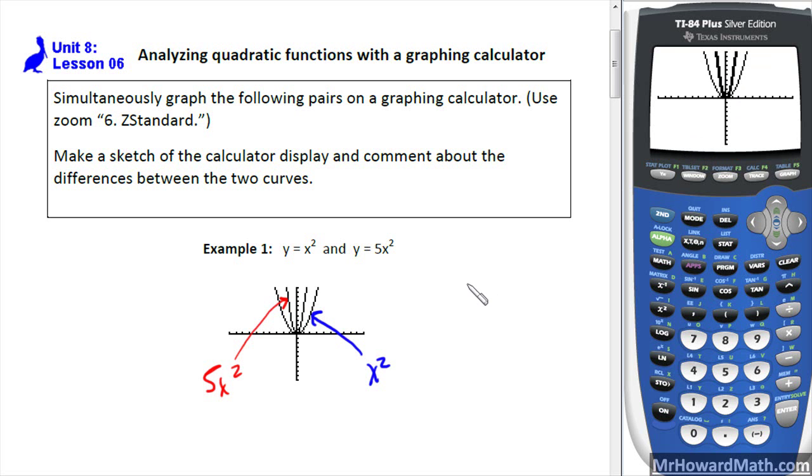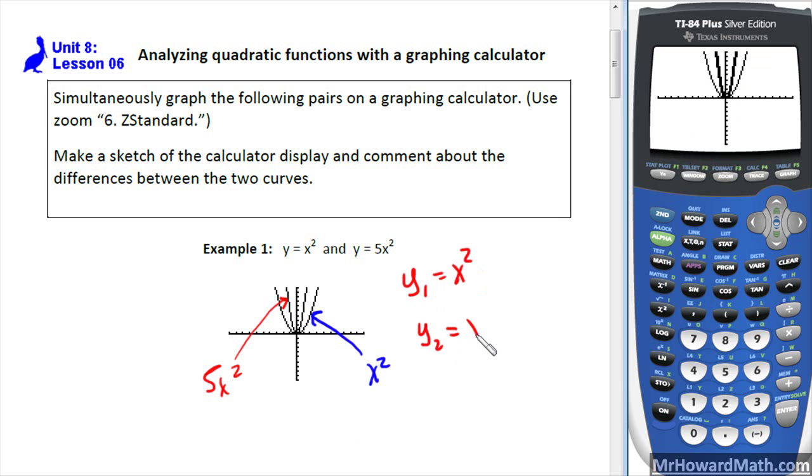So now we want to comment on it. Well, the second graph, we could label it this way: y1 equals x squared, y2 equals 5x squared. So we could say that y2 is thinner than y1. That's fine with me if you use that. You could also say 5x squared is thinner than x squared. That would be fine too.